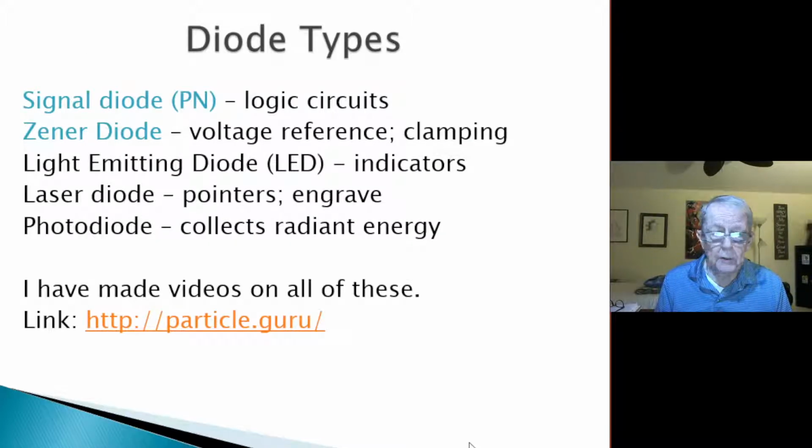There are a lot of diode types, and I've made videos on many of these, and you can go to my website, particle.guru. But today I'm going to cover the signal diode and the Zener diode. I've covered these others, but this is being covered in the context of the book, section 7.3.1. I'm going to add some more specific information. I'm going to emphasize the physics a little bit and some of the calculations that are not in the book. I try to keep the book a little more simple at the beginning and not too complicated.